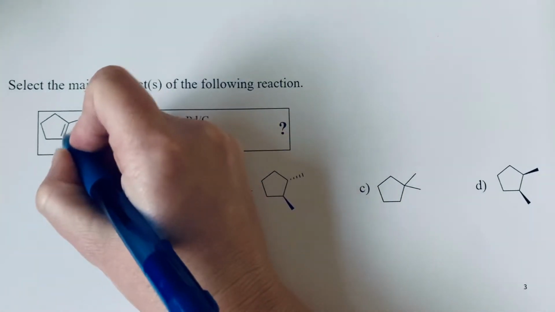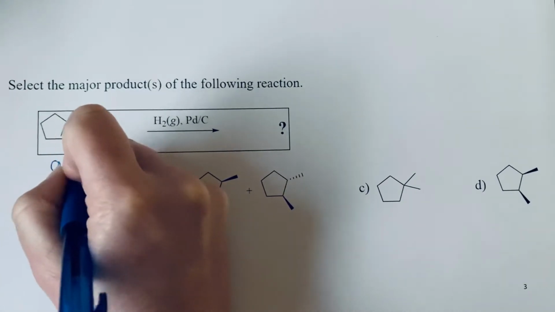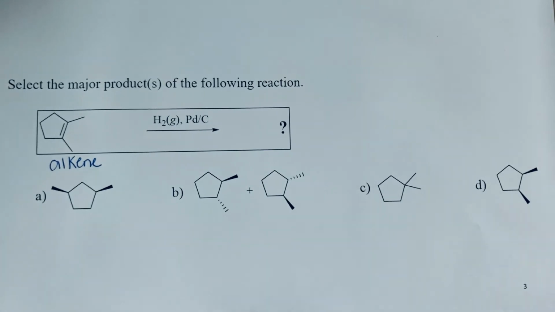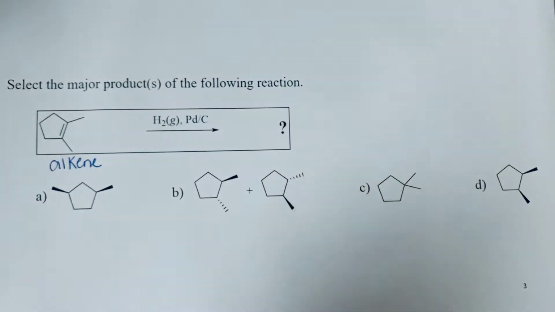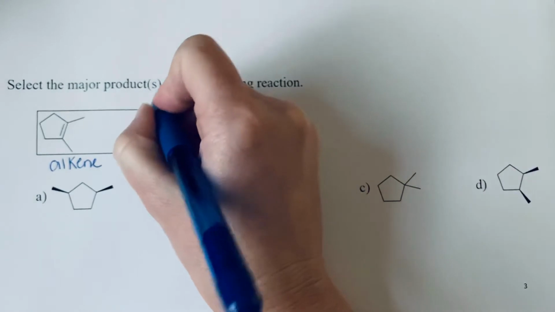So we can see here that we have a carbon-carbon double bond, so this is an alkene. And we identify the functional group of our starting material because we organize our organic reactions by functional groups. This will help us to recall what it is we're looking at. And so we see here that we have hydrogen gas and palladium on carbon. So these are the conditions for a hydrogenation.